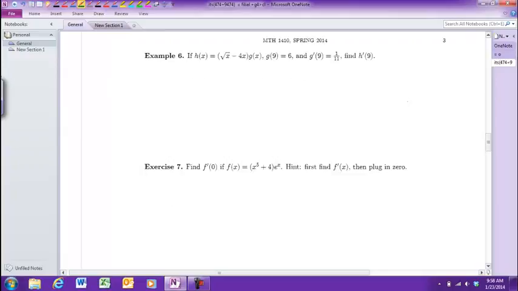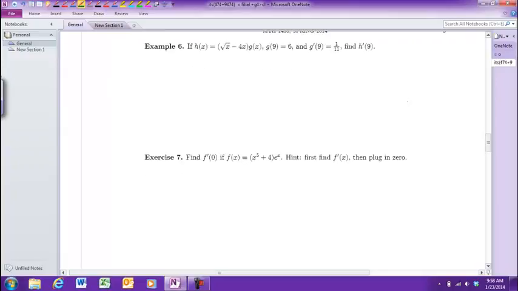This is one where you would not actually be able to multiply it out. Example 6 says, suppose your h of x function is square root of x minus 4x times some function g, and you don't actually know what g is. So here we have to use the general formula. We're calling that first thing f of x. Then h prime of x is equal to f prime of x times g of x plus g prime of x times f of x. In particular, we want to find h prime of 9, which means I'm going to plug in 9 for x everywhere.